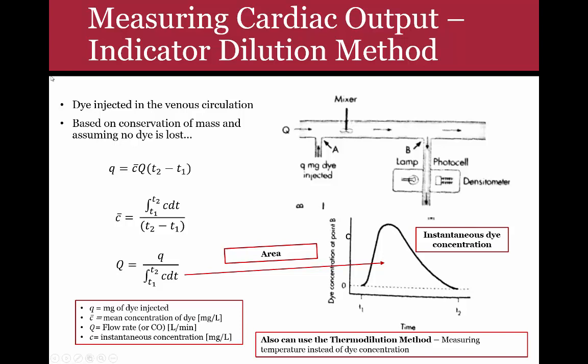The way it works is like this: the doctor will inject dye in the venous circulation. That dye then gets distributed out to the rest of your circulation, and just based off of a conservation of mass, assuming that no dye was consumed by any of your organs, you can calculate the amount of flow from the area of the dye concentration at a specific point.